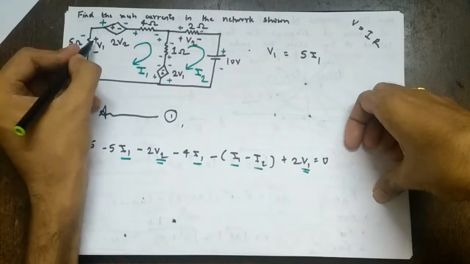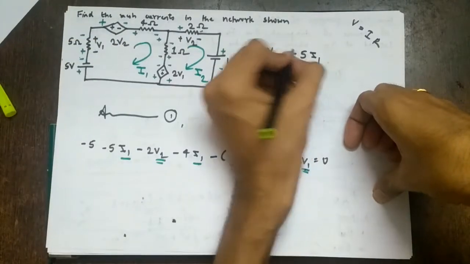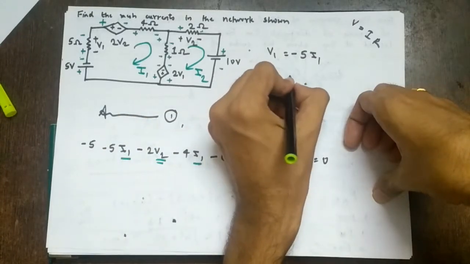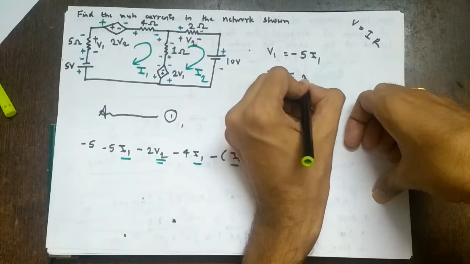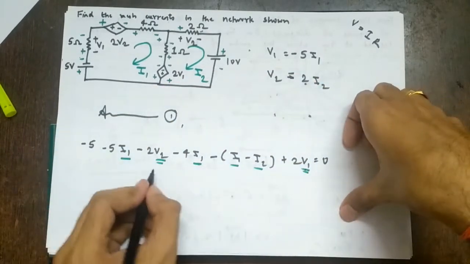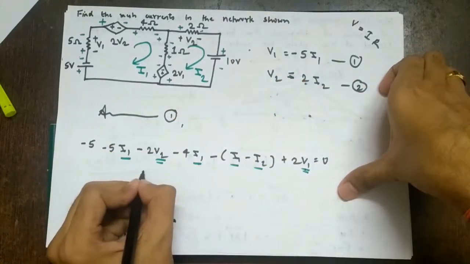So for that, simply see the polarities. This is plus minus, this is plus minus. So they are opposite, so it will be negative. Similarly V2. For V2 the polarities are same, so it will be plus 2I2. So next step, what we have to write, let's say this is equation 1, this is equation 2.